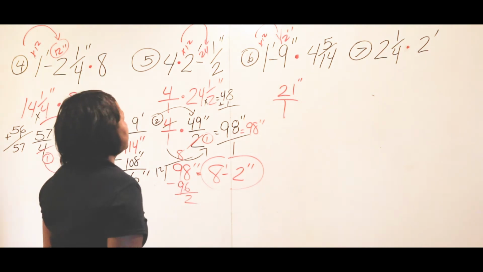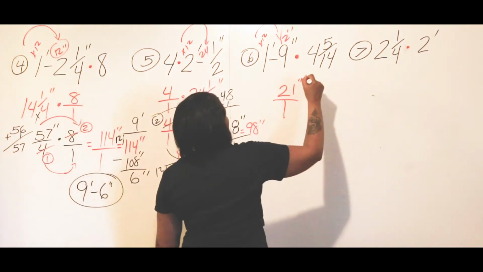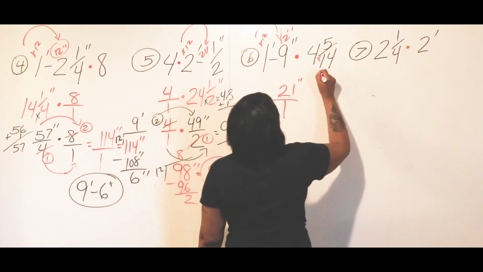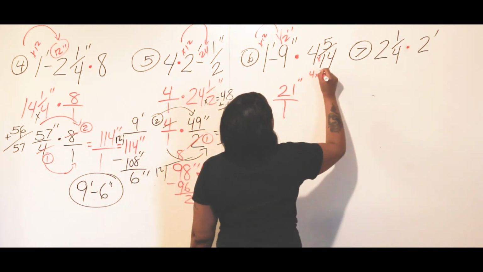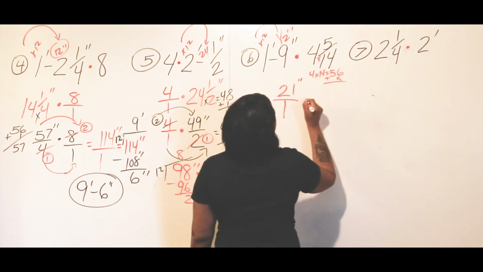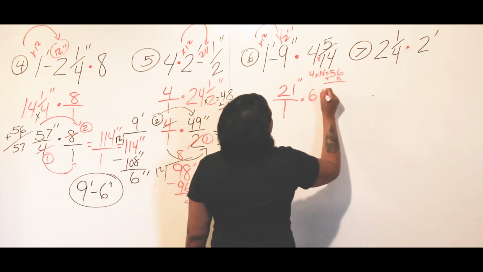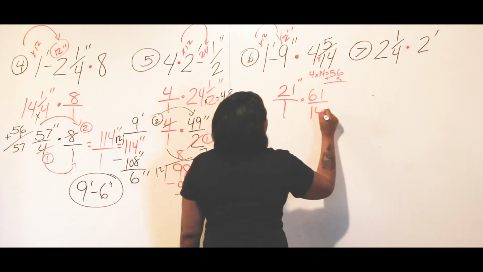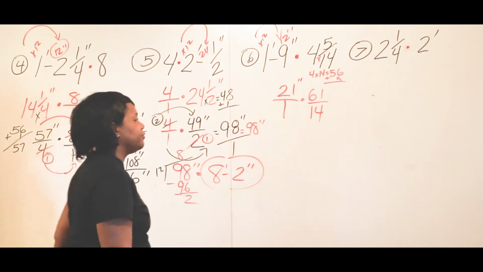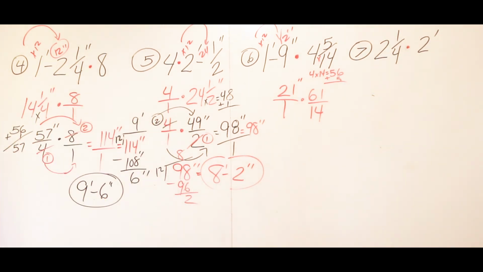Mixed number. How do we turn a mixed number to an improper fraction? Take the whole number, multiply it by the denominator. 14 times 4, 56. Add the numerator. Plus 5, 61. Denominator stays the same. There's my unit of measurement. There's a fraction. So now we got 21 over 1 times 61 over 14.